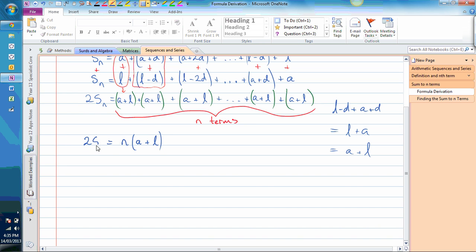So I've got that 2 lots of the sum to n terms is equal to n outside of A plus L. Now I'm interested in what Sn is, and this is just an equation. If I divide by this 2, I get n on 2 outside of A plus L. And this is my formula for the sum to n terms of an arithmetic series.